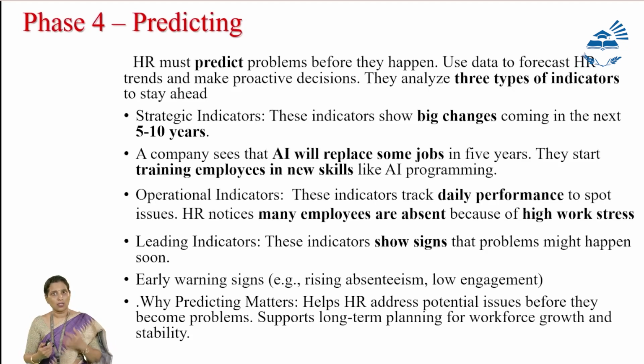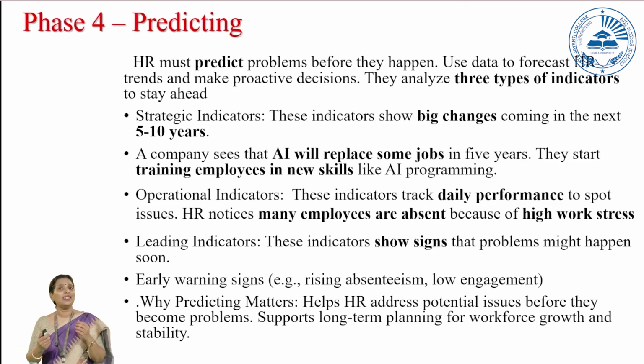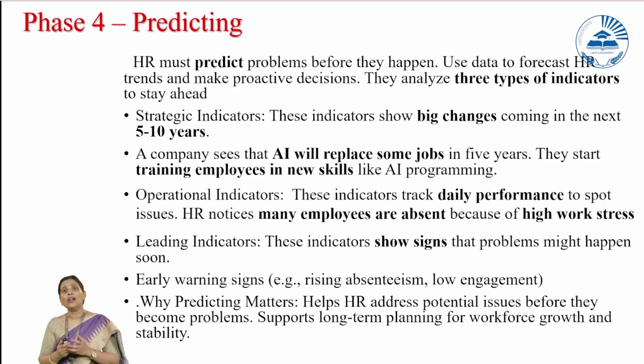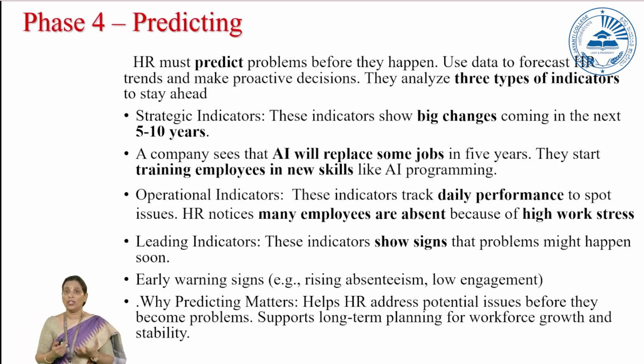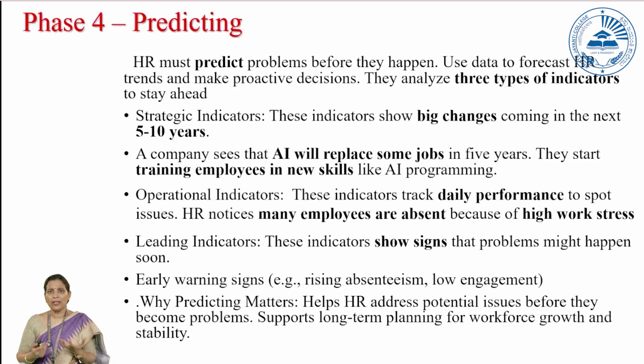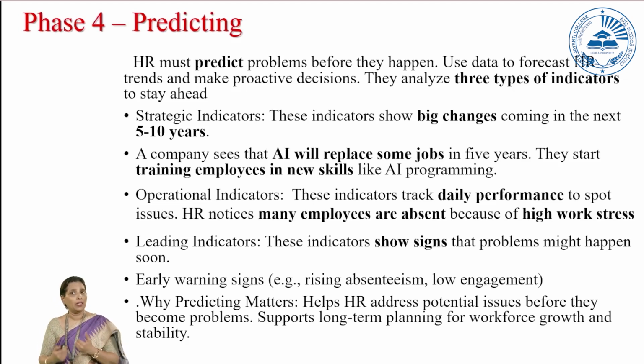Okay, so this predicting stage consists of three types of indicators. The first indicator is the strategic indicator, which shows what kind of changes the company needs to face in the next 5 to 10 years. So that is a strategic vision. This strategic indicator may help the company find out what may happen on a long-term basis. Suppose a company sees that AI will replace some jobs in 5 years. Then the HR managers may start training their employees with new skills like AI programming.